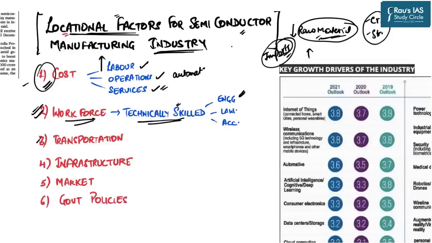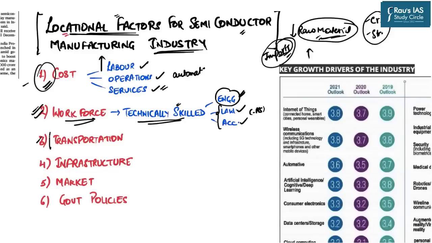When it comes to the technically skilled workforce, not only engineers, but because these industries are so diverse, we also require lawyers, accountants, CAs, etc. So we should not restrict our thinking about these industries to only the engineers, to the people who are just directly related to, let's say, the manufacturing of chips. But we should also know that other types of workforce are also required.